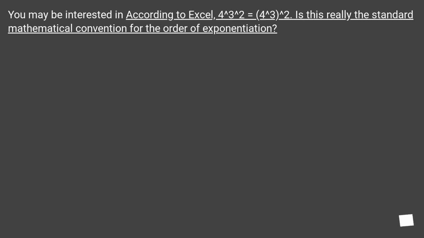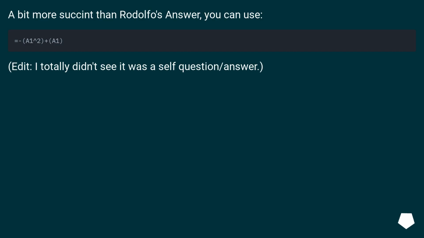You may be interested in: according to Excel, 4^3^2 equals (4^3)^2. Is this really the standard mathematical convention for the order of exponentiation? A bit more succinct than Rodolfo's answer, you can use this. Edit: I totally didn't see it was a self-question/answer.